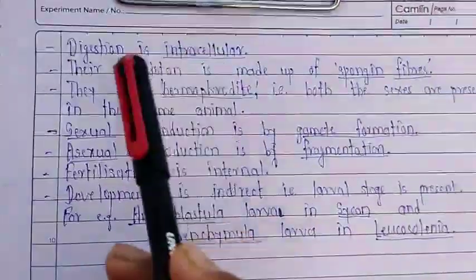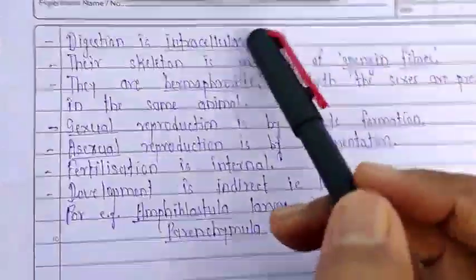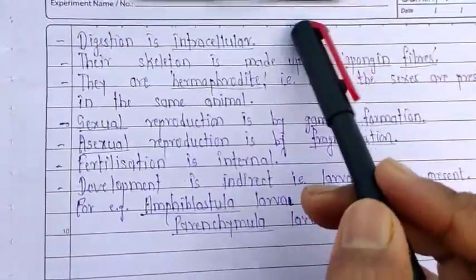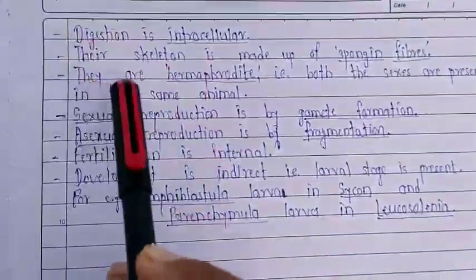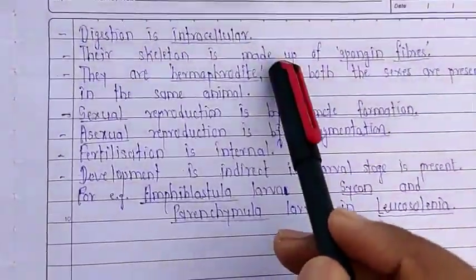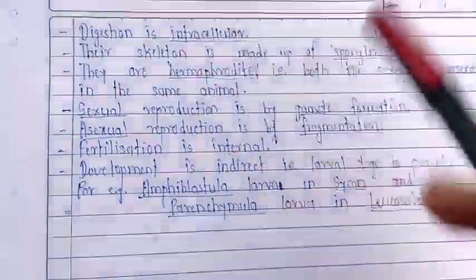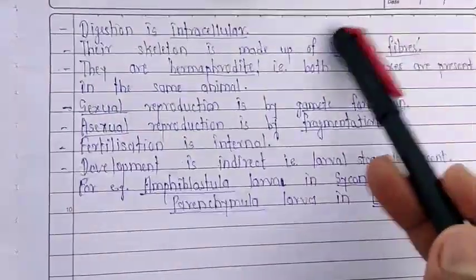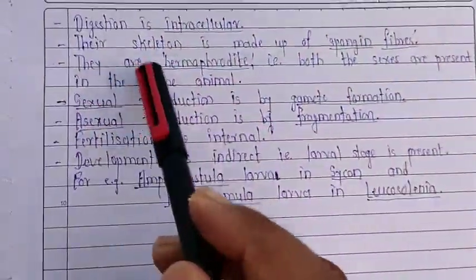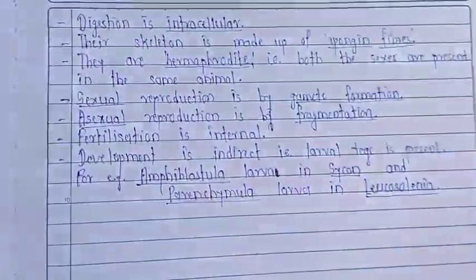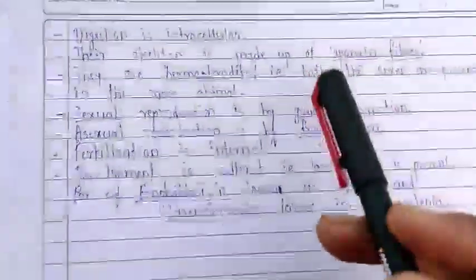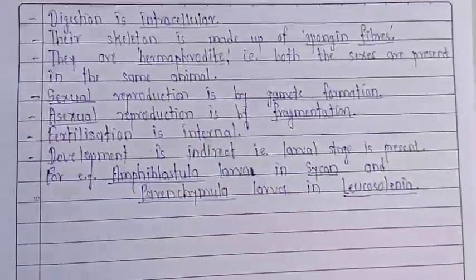In sponges, digestion is intracellular. Digestion takes place within the cell, inside the cell. The skeleton is made up of spongin fiber. They are hermaphrodite, meaning both sexes are present in the same animal.